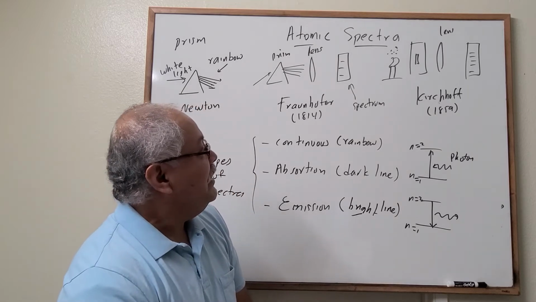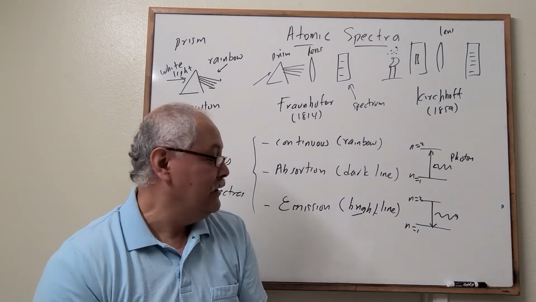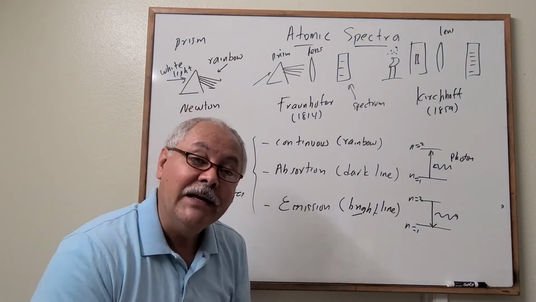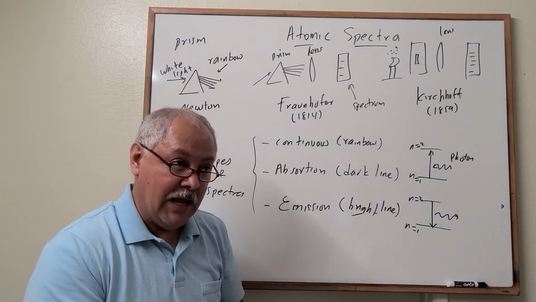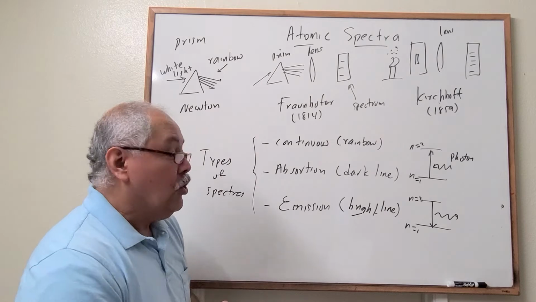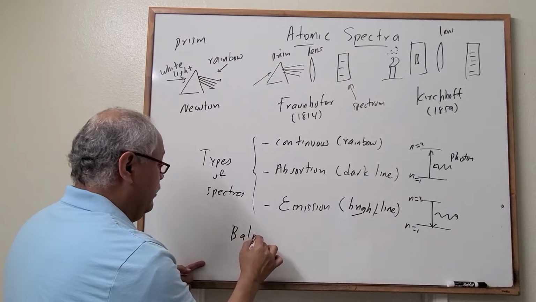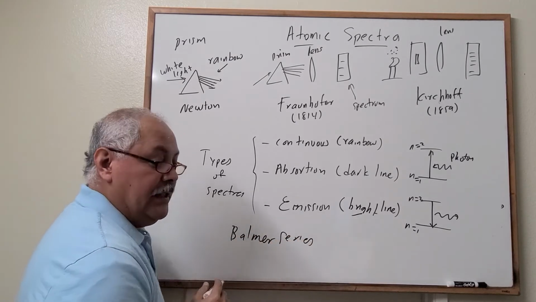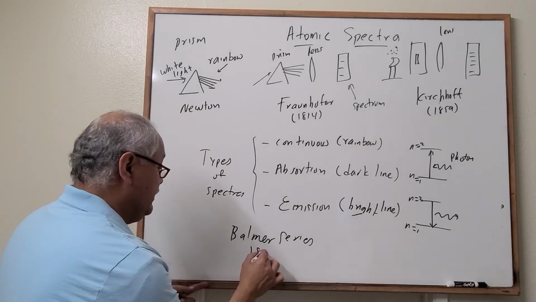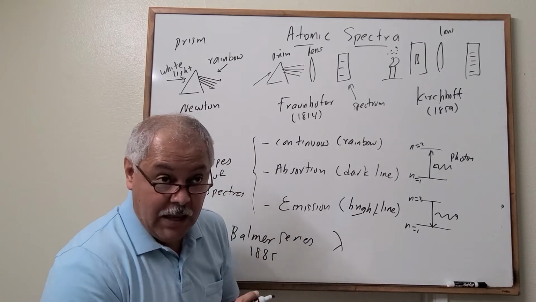Later, the spectrum of hydrogen was found, right? And the relationship of the wavelengths of this spectrum was given by a high school teacher, Balmer, and those are called the Balmer series. So Balmer series, and this is the relationship he found. This is by 1885. He found this relationship. This is for hydrogen atom only.